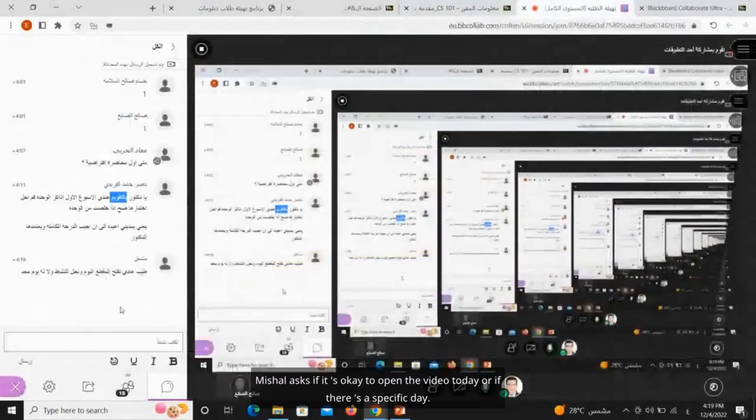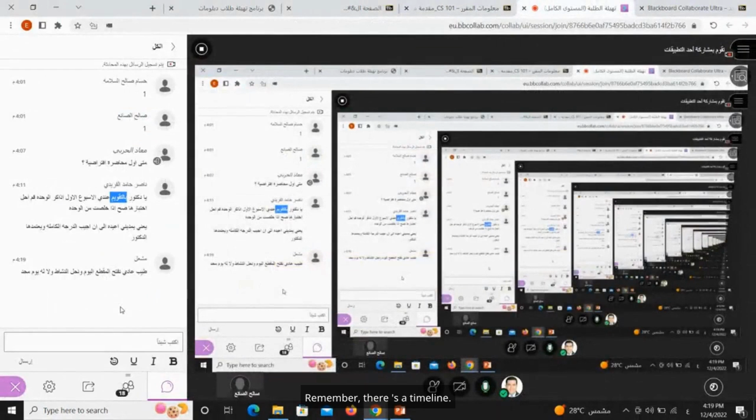Michelle asks if it's okay to open the video today or if there's a specific day. Remember, there's a timeline. Let's check if the second activity is available. The first activity might be available, and the second in 2 or 3 weeks. The third activity might follow in 2 or 3 weeks. We'll see this now, but work on what's available. Can I retake it for full score? Yes, multiple attempts. You might ask, how are grades calculated? How many points for tests, activities, and assignments?